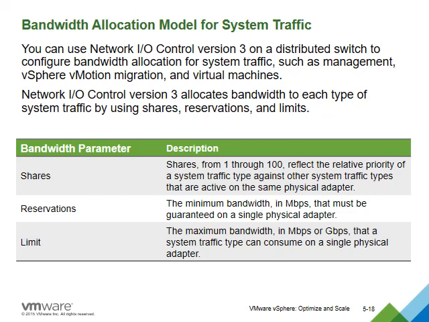Bandwidth allocation model for system traffic. Again, this is like on the virtual machines, you have shares, reservations, and the limit. The shares can be a number from 1 through 100, and that just affects the priority that the system traffic will have against other traffic types. You can have reservations, which says this port can have a minimum bandwidth of 100 meg or whatever we specify. Or we can have a limit that says this port can only use X amount of bandwidth.